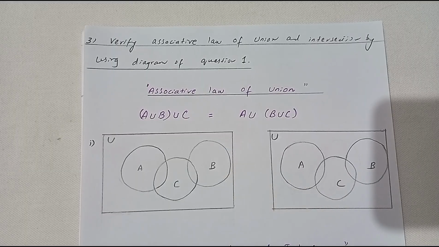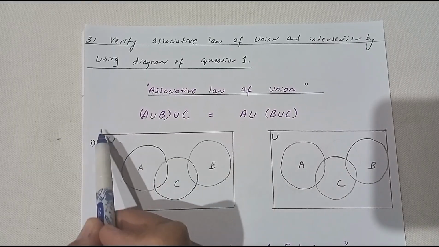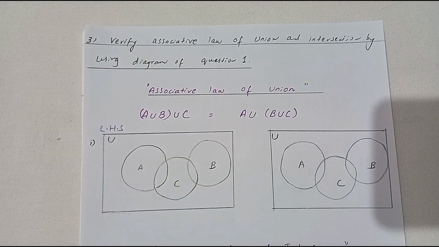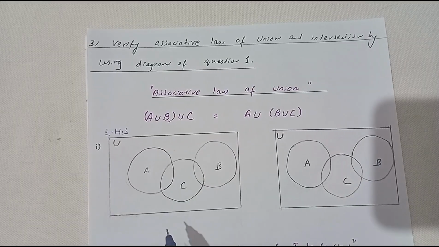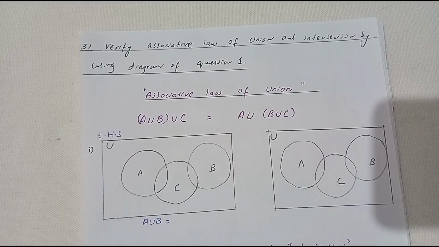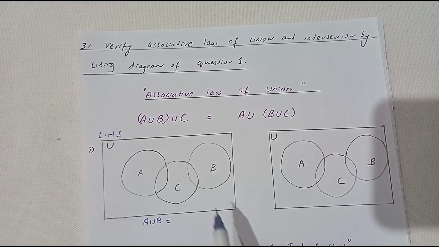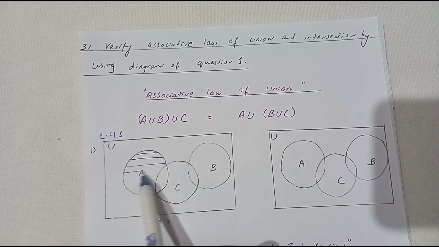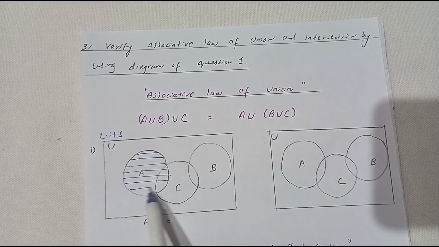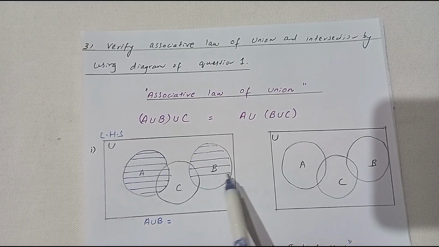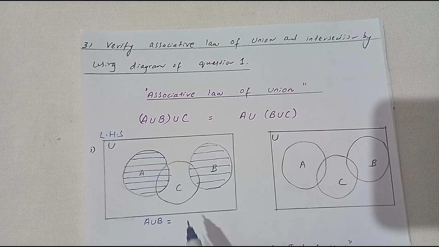So for the left hand side, that is (A union B) union C, first we have to shade the area A union B. A union B means all the area of A and B is shaded. We shaded A and B with horizontal lines, that's all area of A and B, and we write it as this.